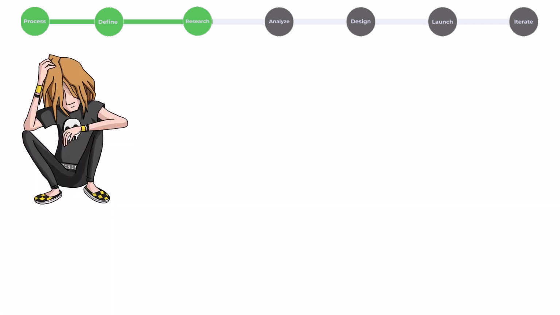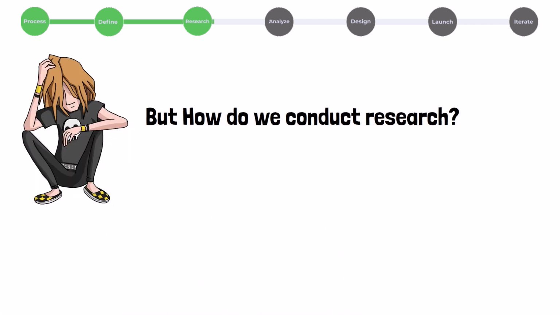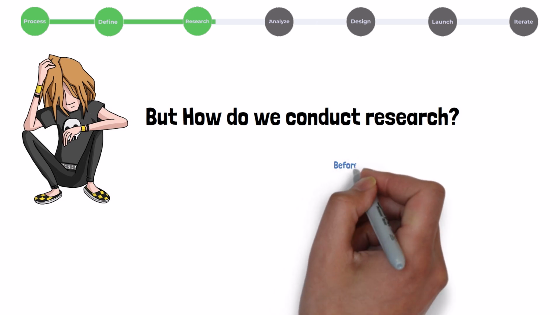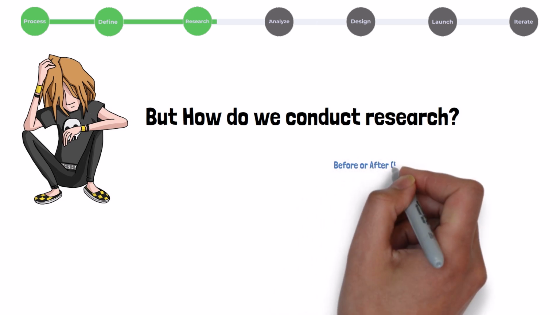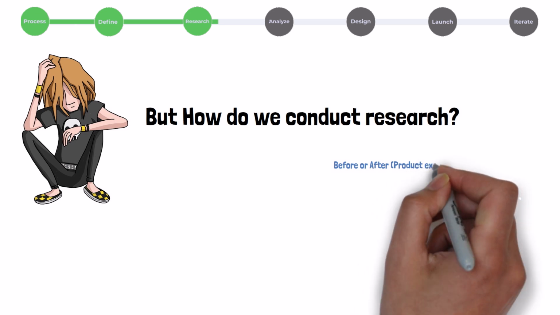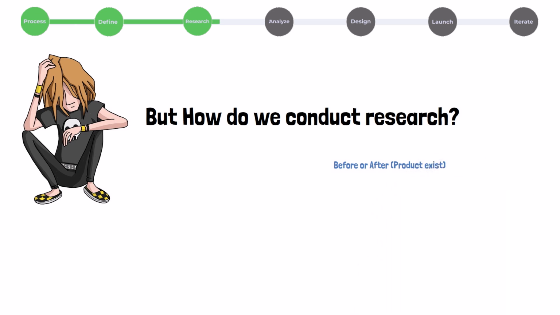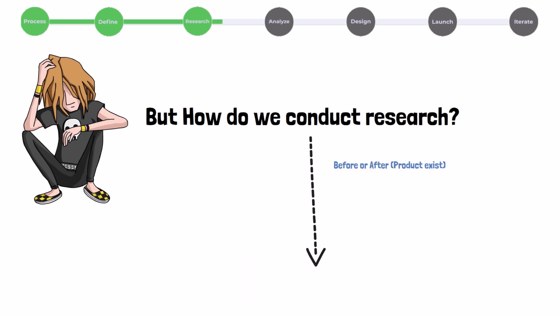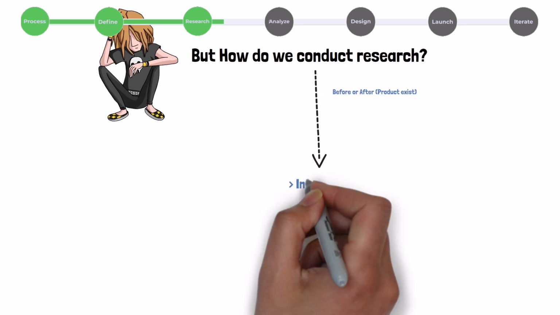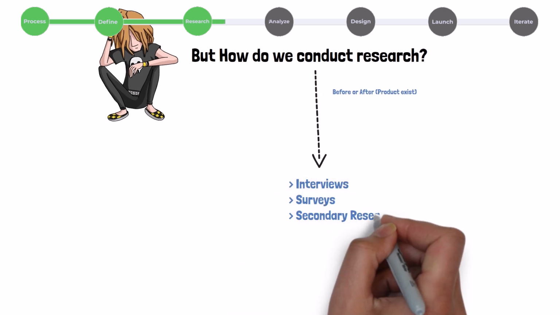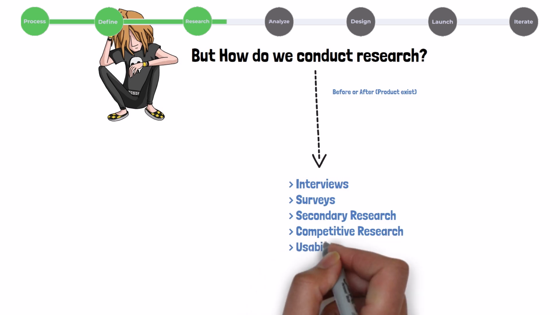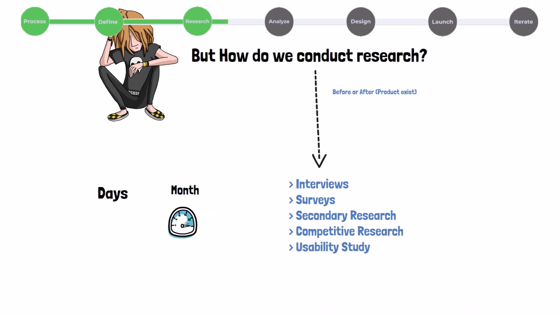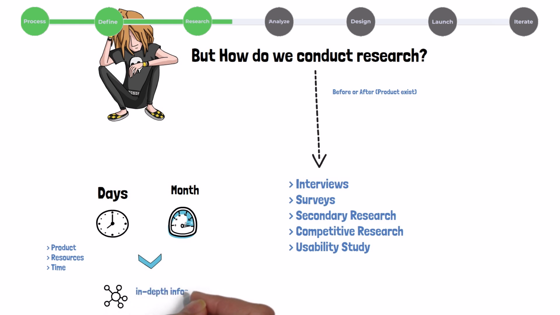That's a question. Research can be at any stage. It can be before the existence of the product, or during its design phase, or after its launch phase. We have many methods for research at each phase. We use each method according to our needs. But the methods that are mostly used are interviews, surveys, secondary research, competitive research, and usability study. Research can go on for months or days depending upon the product, resources, and timings. The purpose of research is to know in-depth information about your user needs and their qualitative data.